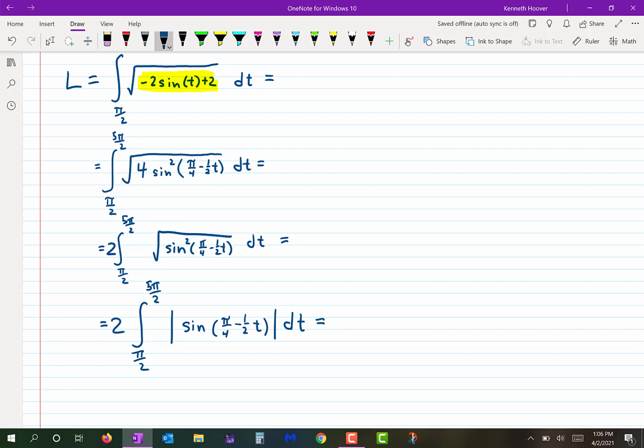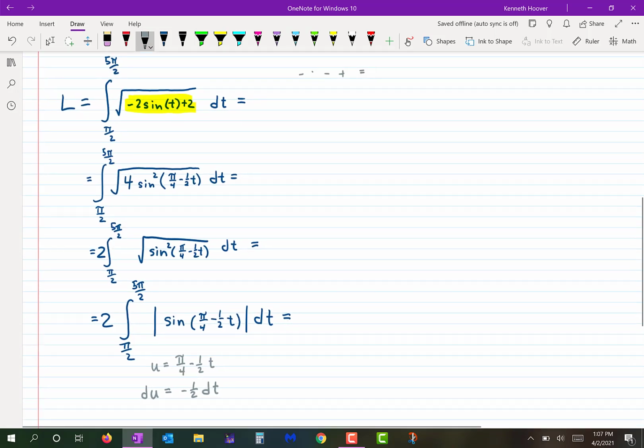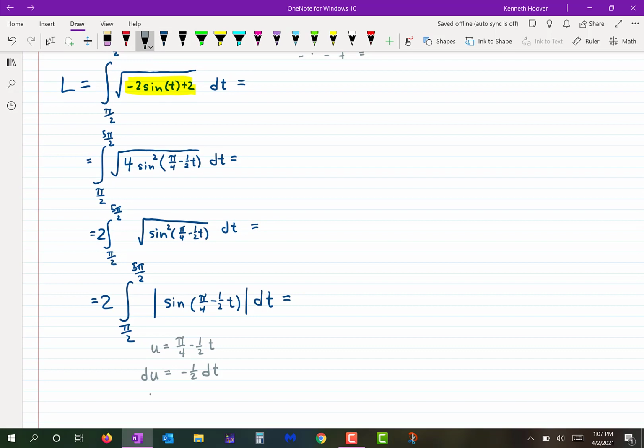Okay, how about if we write u equals pi over 4 minus 1/2 t. That means that du equals negative 1/2 t. Sorry, that's not true. Negative 1/2 dt. Which means that dt equals negative 2 du.